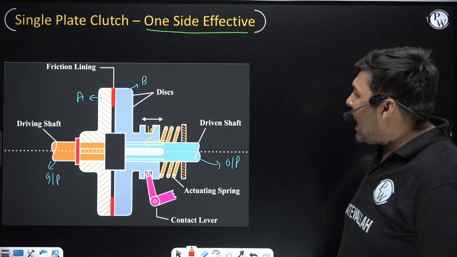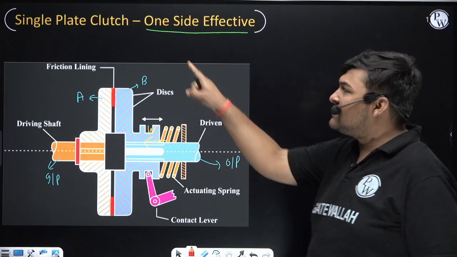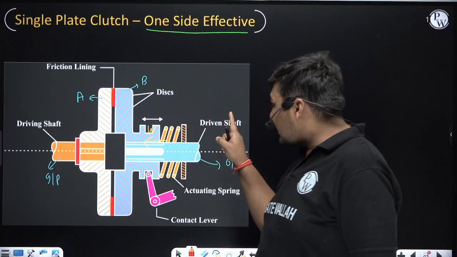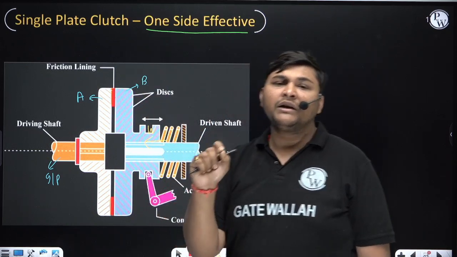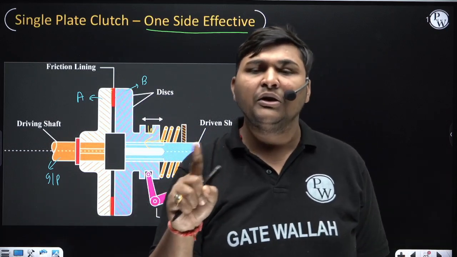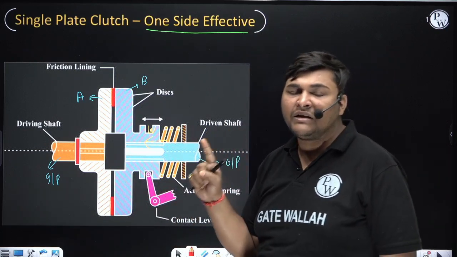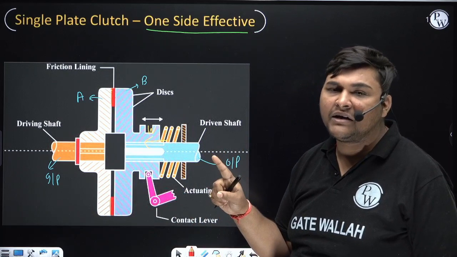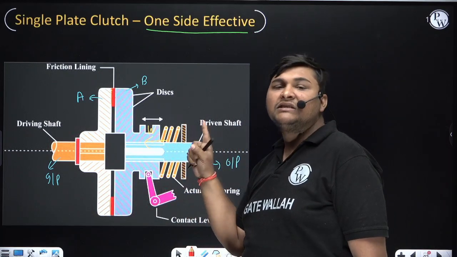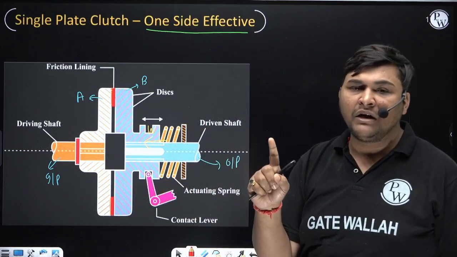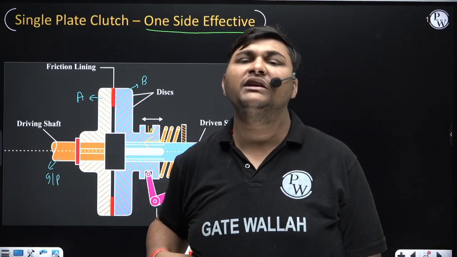Okay. Now, what is the meaning of single plate? First, what is the meaning of single plate clutch? In the driven shaft, only one clutch plate is attached. We decide whether the clutch is a single plate clutch or a multi plate clutch by looking at the number of clutch plates on the driven shaft. And since in the driven shaft one clutch plate is attached, that's why this clutch is known as a single plate clutch.